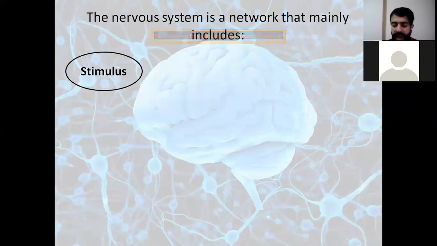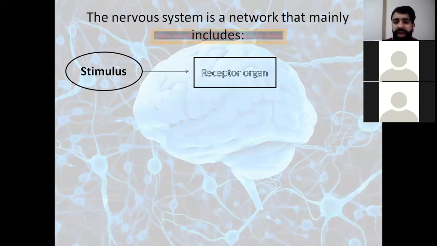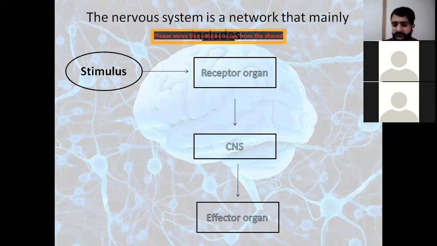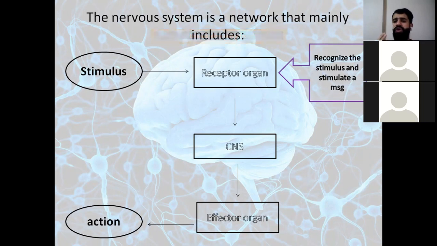So continue for the stimulus. We have the stimulus first, then we have to move to the receptor organ, and then we have to move to the central nervous system, and then to the effector organ. First of all, the stimulus is going to reach the receptor organ, like for example, the five senses, the eyes, the ears, the nose, the hand, the tongue, all of them, they are related to the receptor organs. Then this message is going to be transmitted to the central nervous system and then to the effector organ to have the proper action.